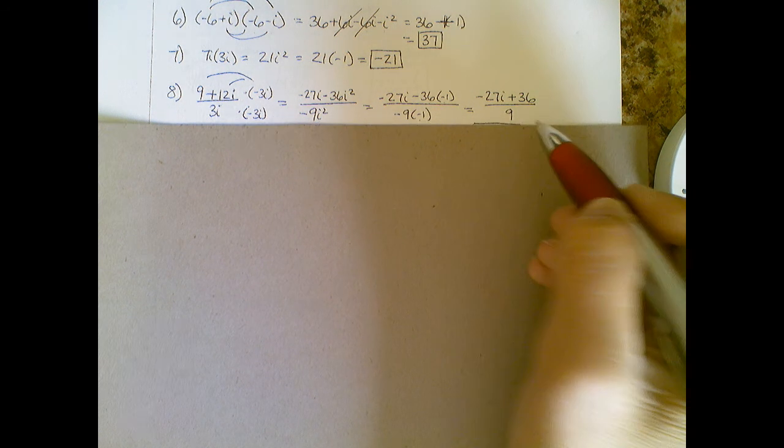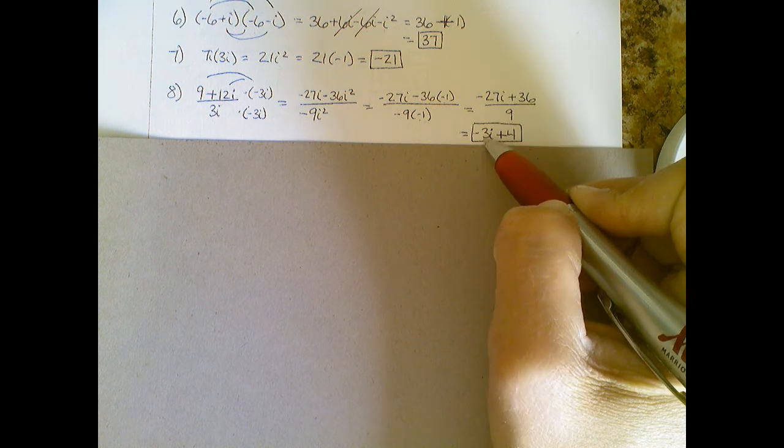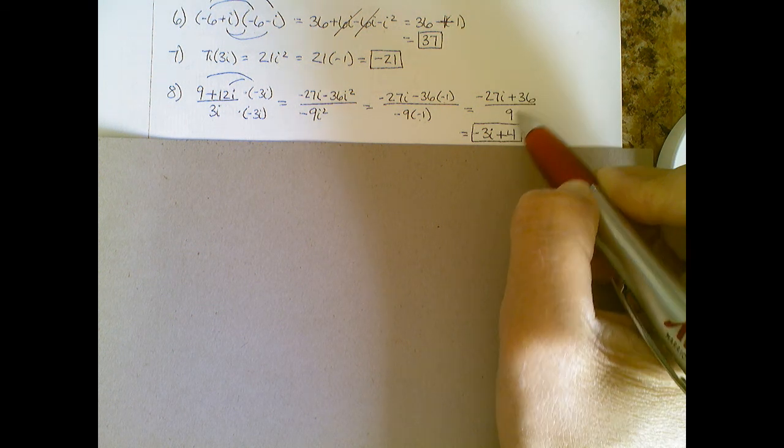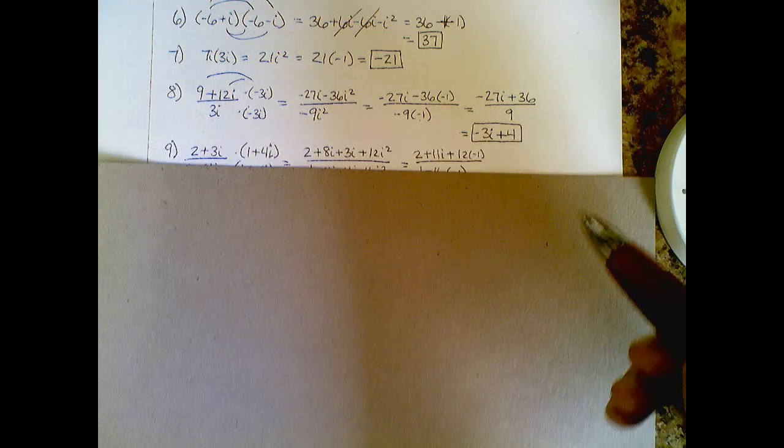Now I can still reduce it, so I want to. Negative 27i divided by 9 is negative 3i. 36 divided by 9 is 4. So that would be my final answer.